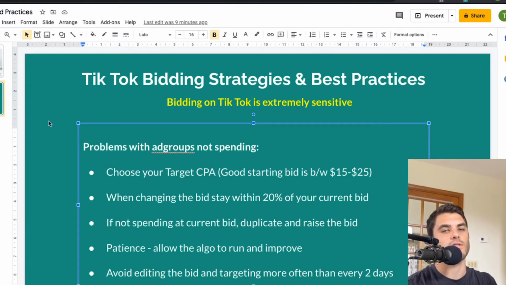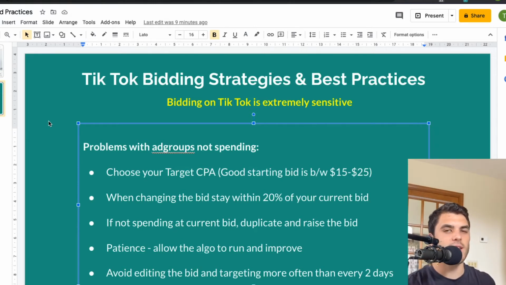Say you set that $15 bid, or that $20 bid, whatever you choose to do, and you realize it just isn't spending. What I mean by isn't spending is you gave it at least 2 to 3 days and it didn't spend $1 or $2. But you should know also that TikTok is very rangy when it comes to spend. One day it could spend $30, another day it can only spend $5. So you have to let the algorithm do its part and be patient with the process, which I'm going to talk about later on as well.